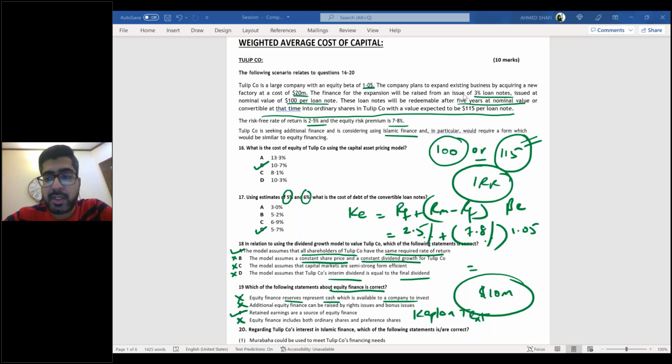DVM assumes a constant growth rate but not a constant share price. That's why B is wrong. No model assumes that interim, half yearly dividend and final dividend are same. Half yearly dividend and final dividend can be different. D is also wrong. No model assumes that markets are semi-strong form or weak form efficient. So this is also wrong. That's why A. And obviously A is more common sense. A model assumes all shareholders get the same return, because if you are a shareholder and I am a shareholder, we both must get the same return. The company cannot pay separate returns to each of us.